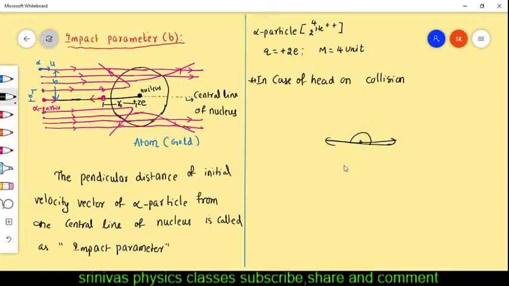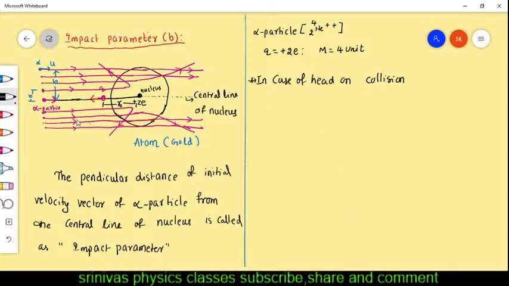How much angle is it rotated? Like this, it is rotated, right? This is the initial direction, this is the final direction. How much angle is it rotated? It is rotated, right? The one going forward is going backward. The alpha particle initially trying to move right side will be deflected and goes to the left side. That means how much angle is it deflected? In case of head-on collision, the scattering angle is 180 degrees.